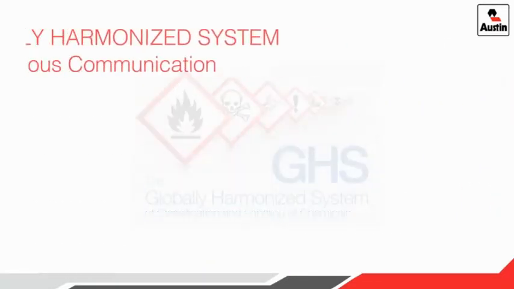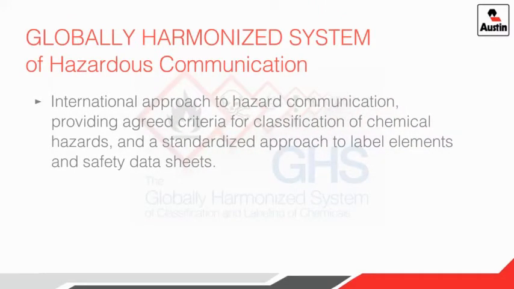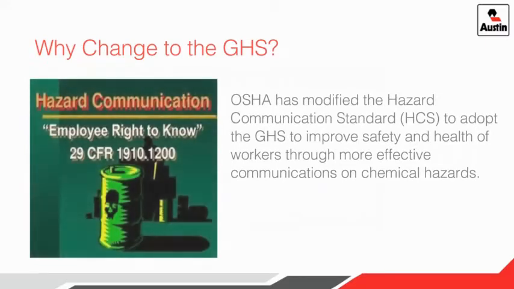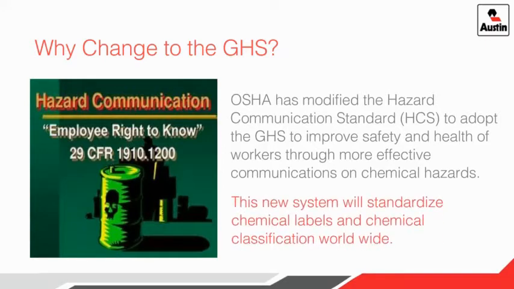The Globally Harmonized System, or GHS, is an international approach to hazard communication, providing the agreed criteria for classification of chemical hazards and a standardized approach to label elements and safety data sheets. It was developed by the United Nations, and the GHS is updated every 2 years. OSHA has modified the Hazard Communication Standard to adopt the GHS to improve safety and the health of workers through more effective communications on chemical hazards. This new system will standardize chemical labels and chemical classification worldwide.